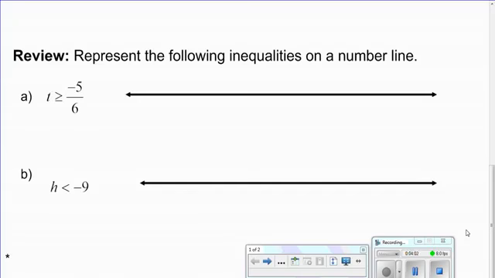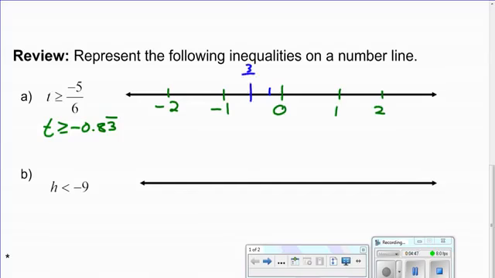When we take -5/6, you should realize that it is a little bit less than 1 in size. As a decimal, it is -0.83 repeating. So it's a little bit more than -1, between 0 and -1. You don't have to have a ton of values on your number line. So I'm going to take 0 to -1 and split it up into sixths.